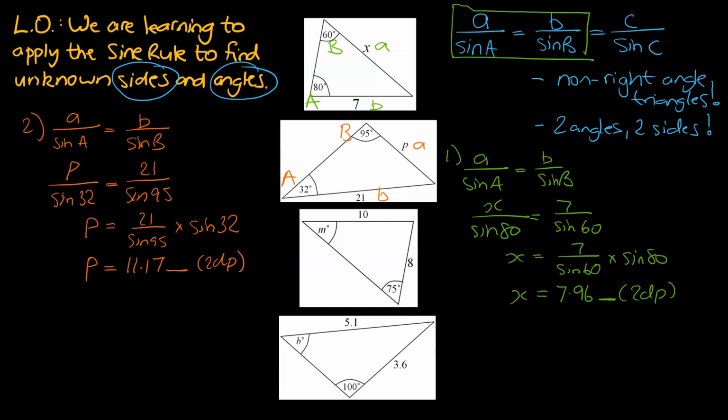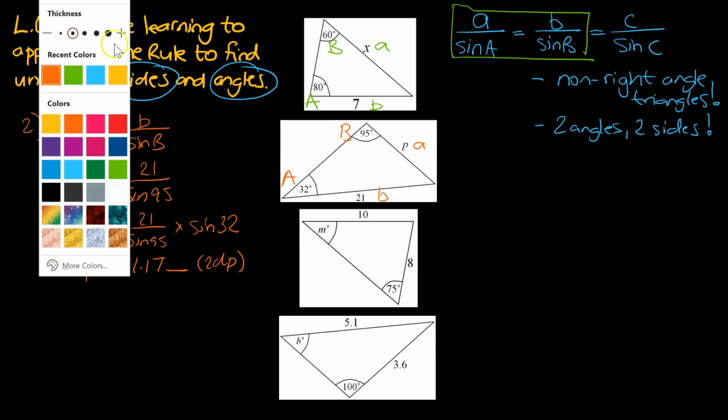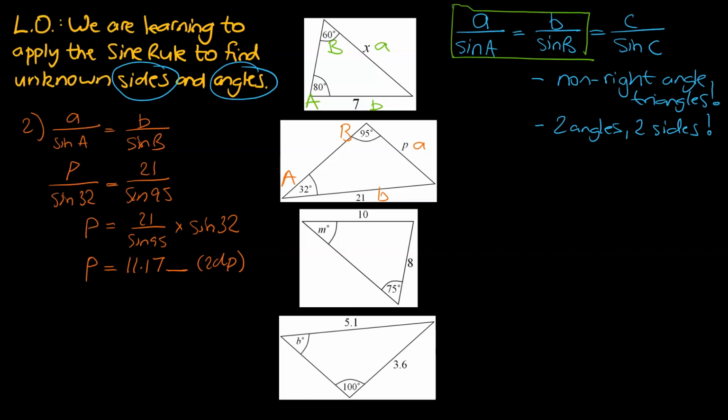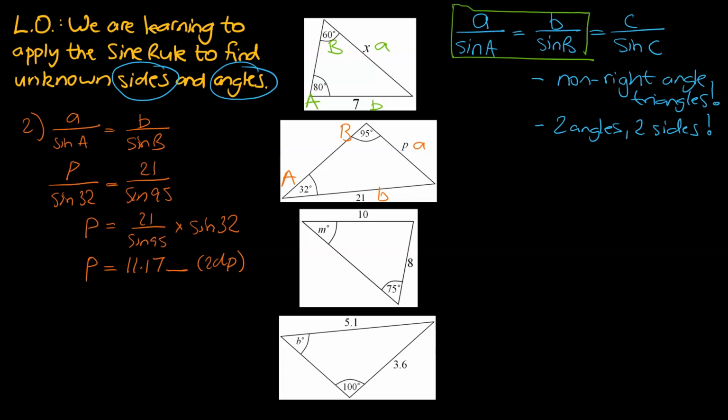Hopefully you've been doing the working and putting it into the calculator to make sure you get the right answers as well. What we're going to do is now rub out our first one. We're going to move on to the second 2 examples, and they both relate to finding unknown angles. And I'll show you what I mean by that as well. So we'll switch to the blue pen because we haven't used blue.